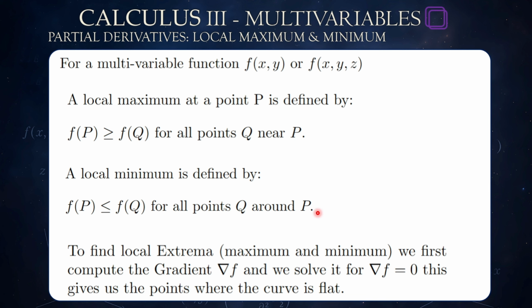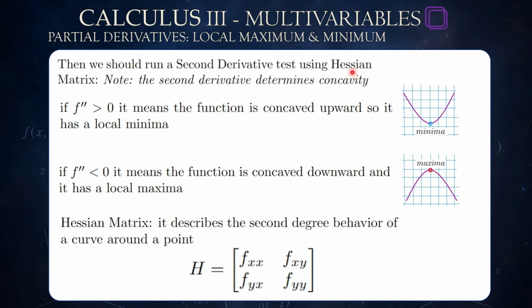To find the local extrema, which means both the maximum and minimum, we first need to compute the gradient, which gives us the maximum variation at a specific point, and we solve for nabla f equal to 0. This gives us the points where the curve is flat. As a reminder, the derivative of a function at a point gives us the slope, tan alpha. So when the derivative is 0, it means that the slope is 0. That's why we needed to solve nabla f for 0 to get where the function is flat around a specific point.